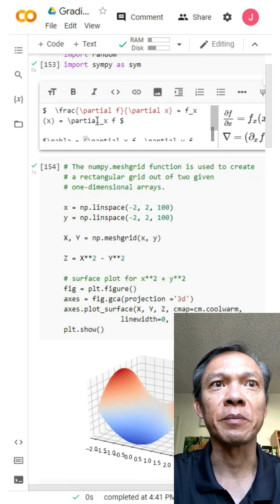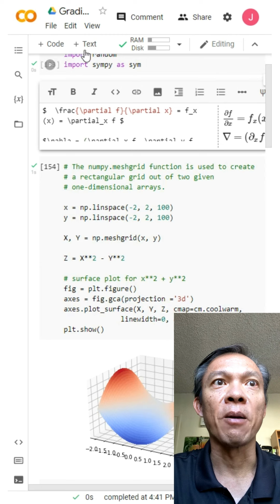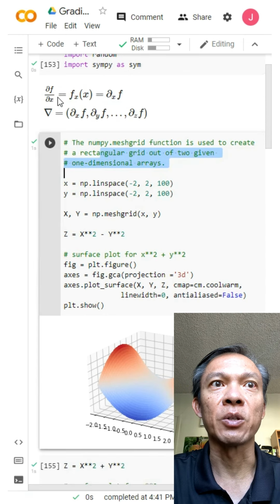And I make this function using LaTeX, and for Colab, we just use the text cell. We create a text cell, we put the dollar sign right here, and then we put the symbol within it. So for example, this one right here is the partial derivative with respect to x.